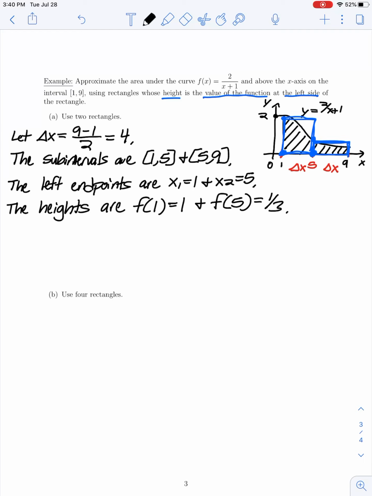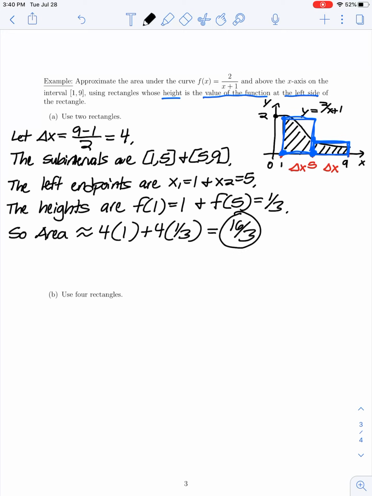All right. So our area of this shaded region is approximately the sum of the areas of these two rectangles. The base of each one was delta x, or 4, times the height of our first rectangle, which was 1. Base of the second rectangle is also 4 times its height, which was 1/3. So we have 4 plus 4/3. 4 would be 12/3 plus 4/3 is then 16/3.